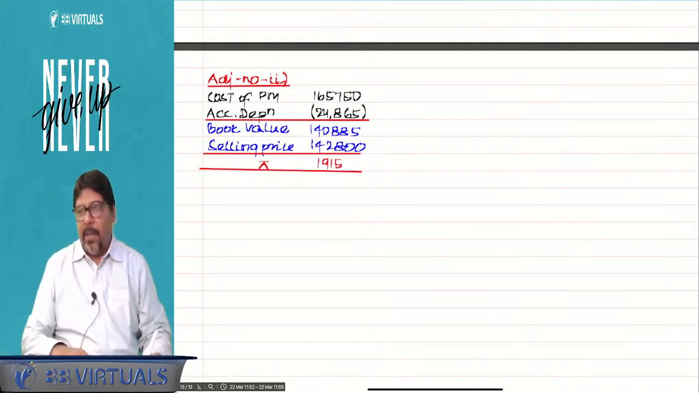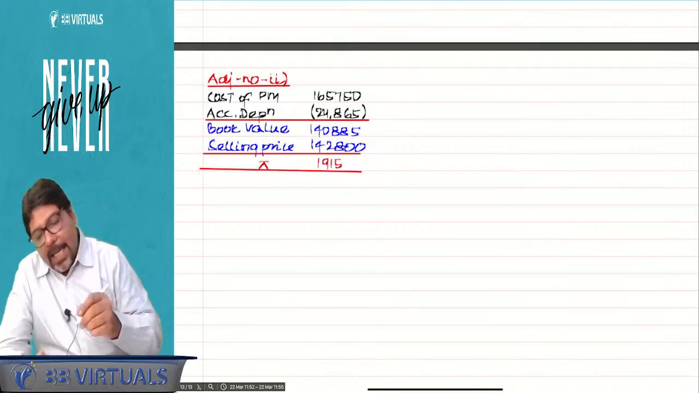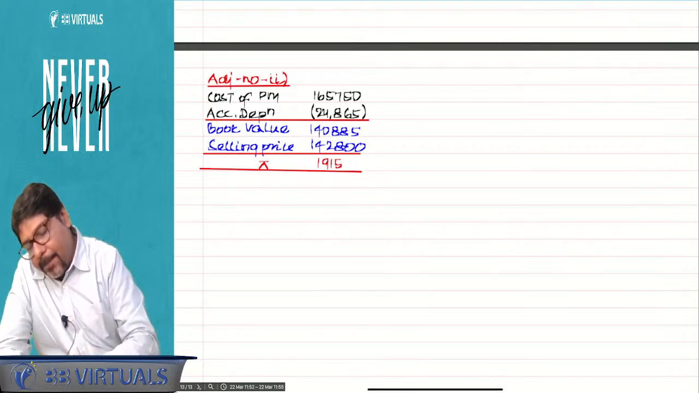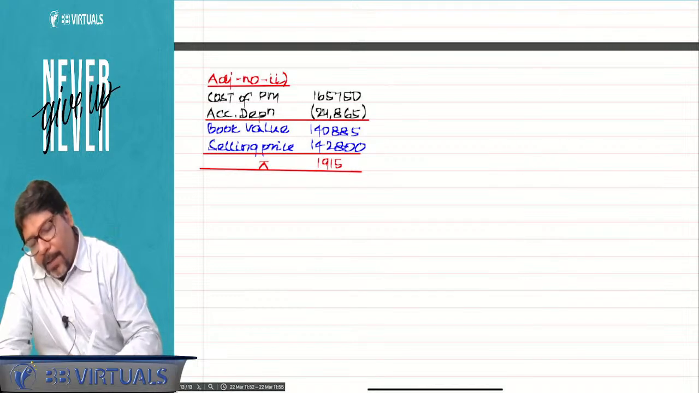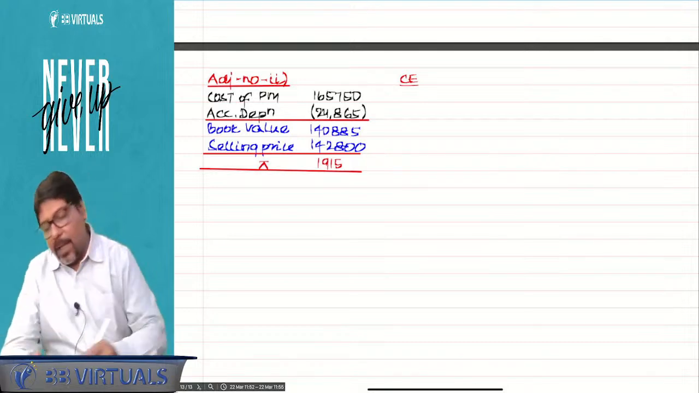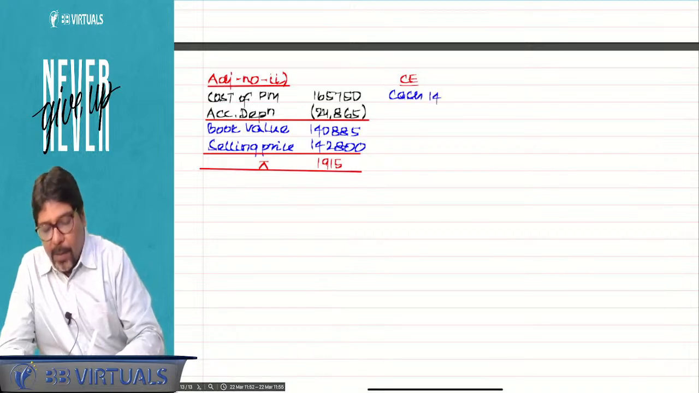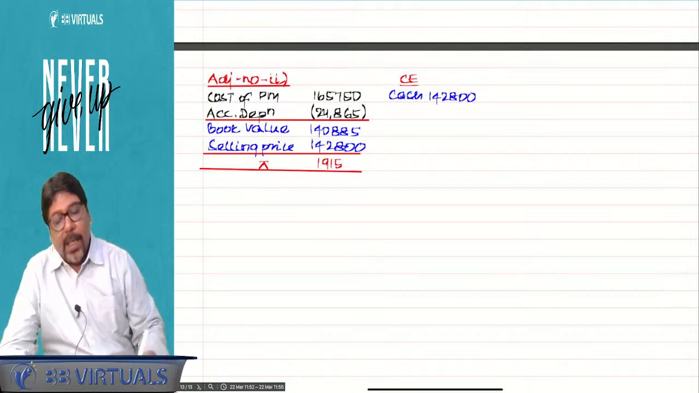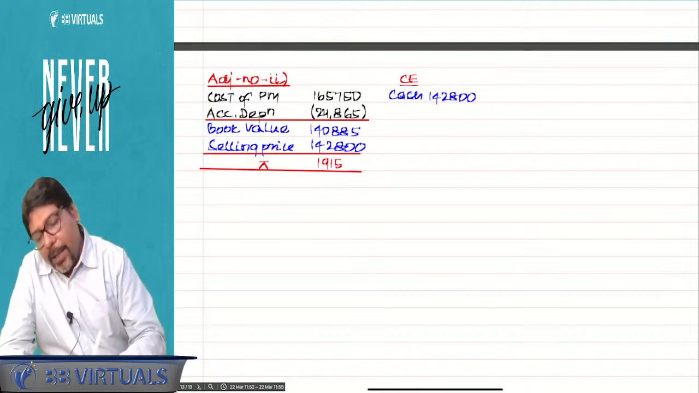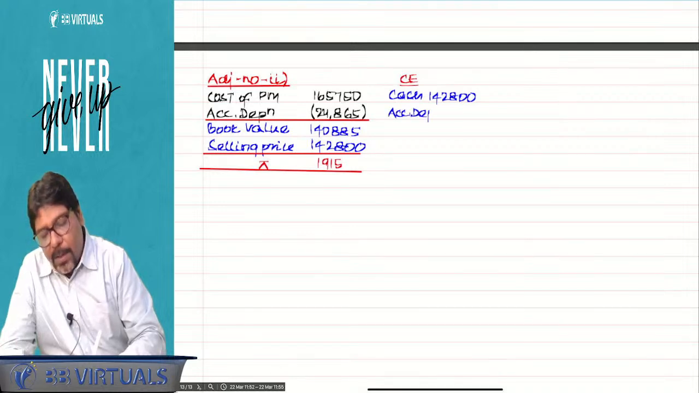Correct? Yes. Then what should be the correct entry for sale? What should be the correct journal entry for selling this asset? The correct journal entry should be cash account debit, 142,800. Then you are supposed to debit accumulated depreciation. Why should I debit? Because we have sold the asset.